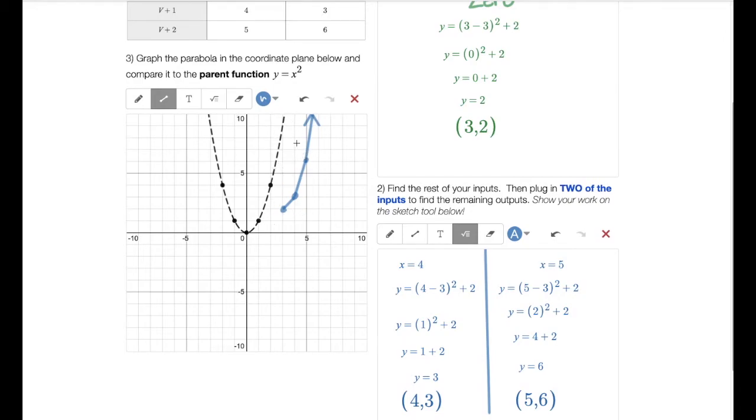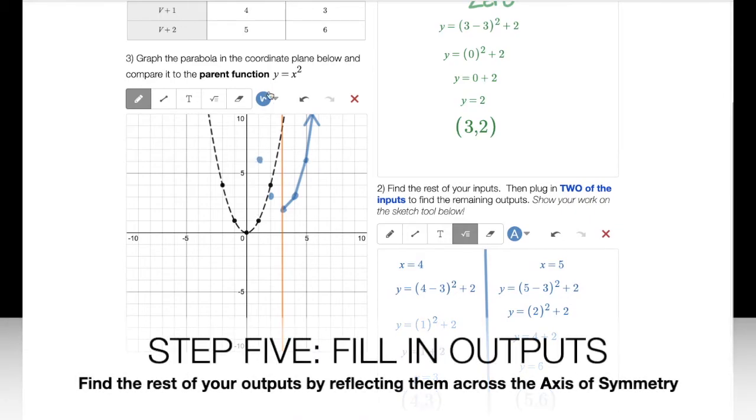Well, here's the cool part about parabolas. These points on the right are exact reflections of these points on the left. So if I wanted to, I could actually go in and draw my axis of symmetry right down the middle. That would be at x equals 3. And then I can just show that my points are going to be reflected across. So if the output for 4 is at 3, then the output for 2 is also going to be at 3. And if the output for 5 is at 6, then the output for 1 is also going to be at 6. These are reflected. And I can connect the rest of my parabola.